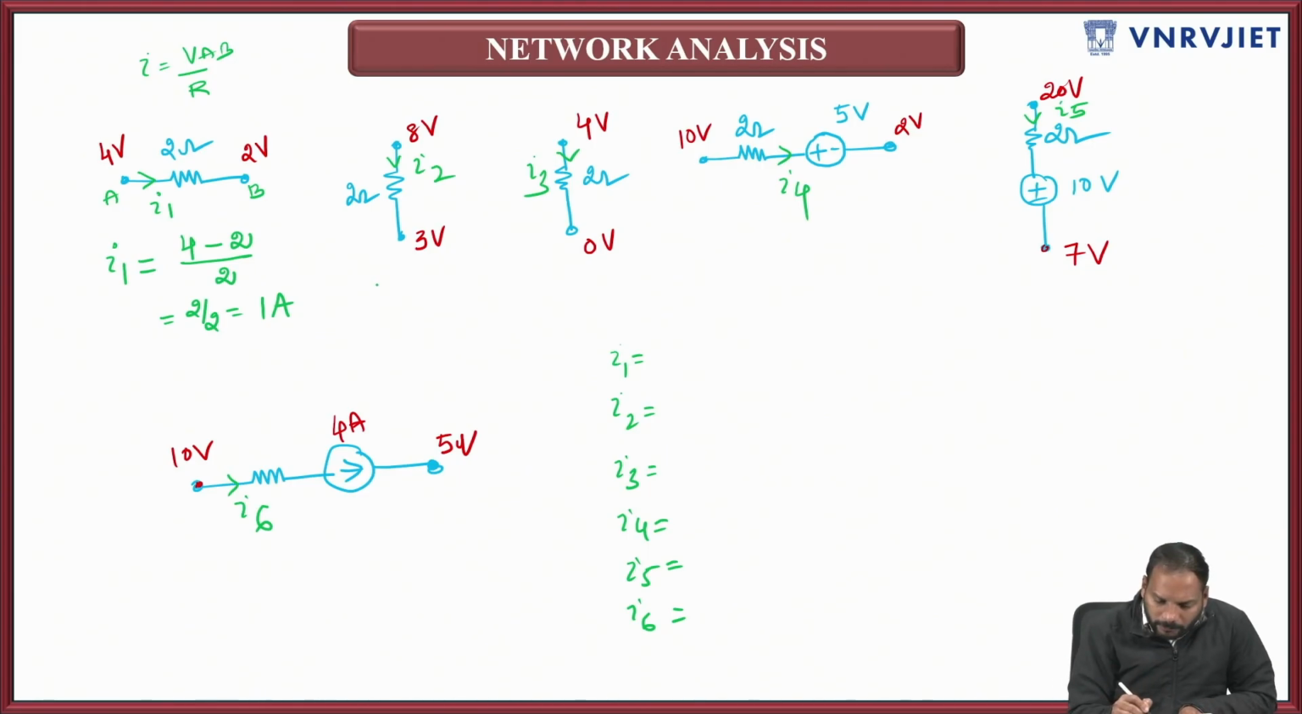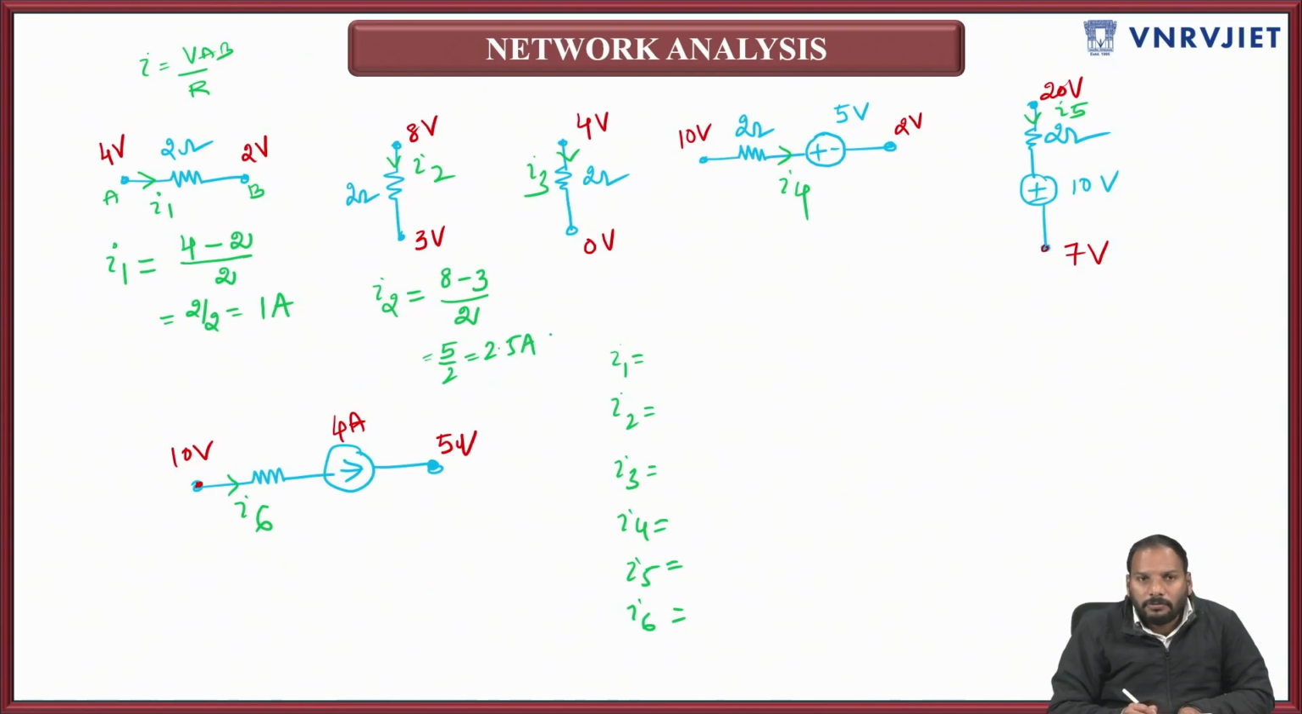In the same way, I'm going ahead with the value of I2. I2 is equal to 8 minus 3 divided by 2, that means 5 by 2, which is 2.5 ampere. So this is how you need to apply Ohm's law. Similarly, I3 is equal to 4 minus 0 divided by 2. So 4 by 2, 2 ampere. This is how you need to apply Ohm's law.